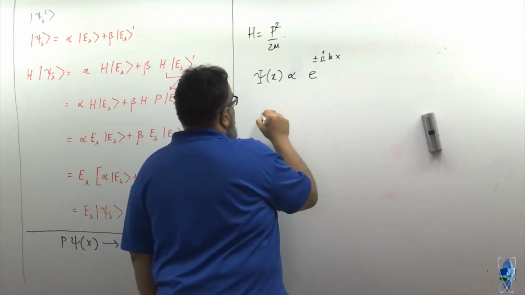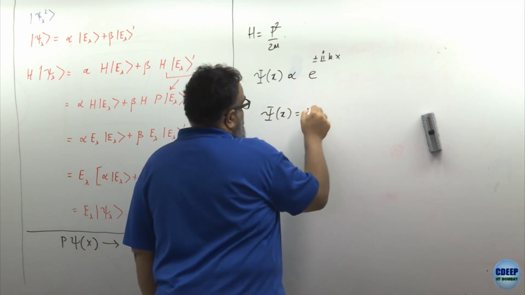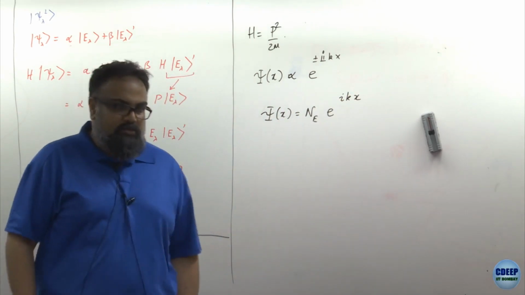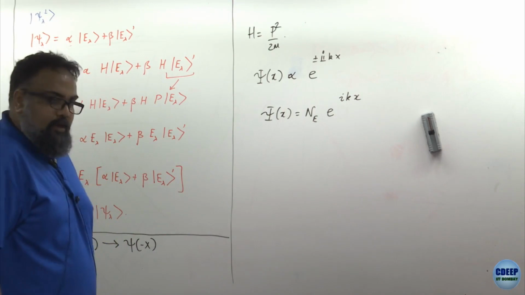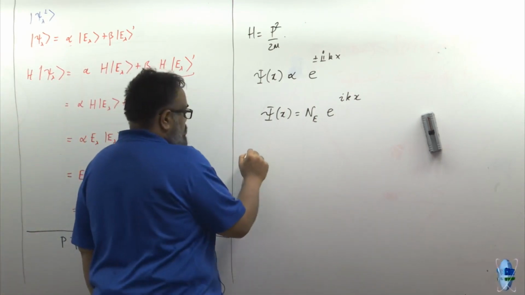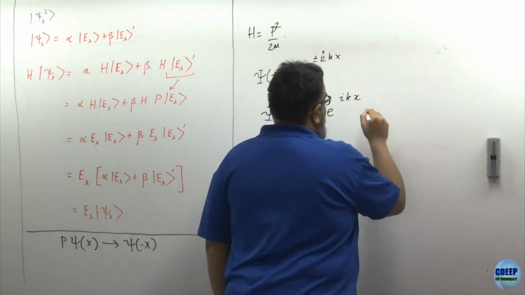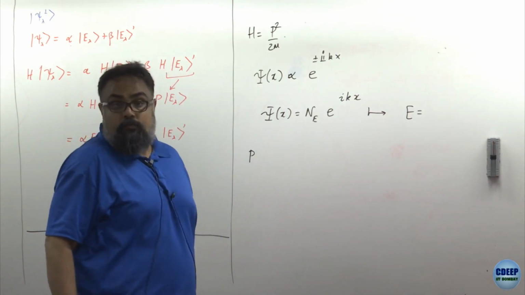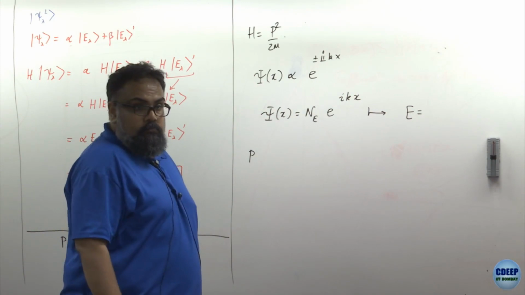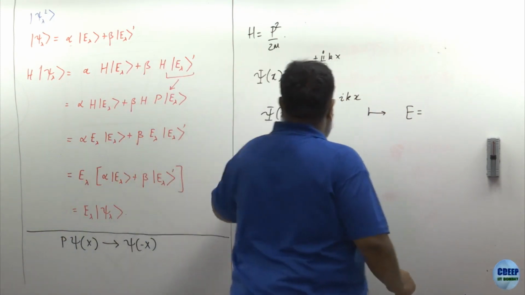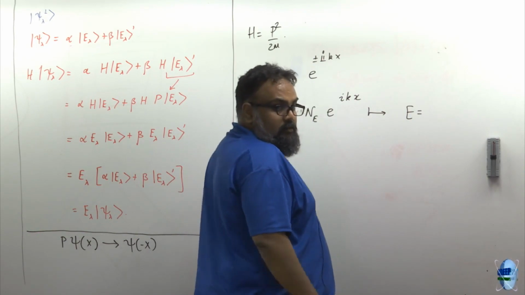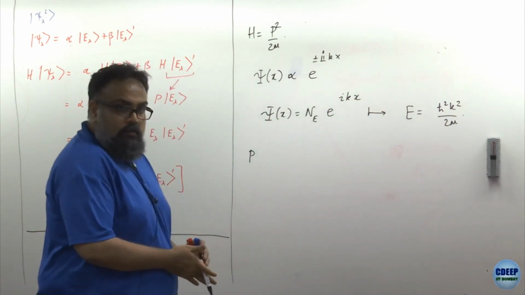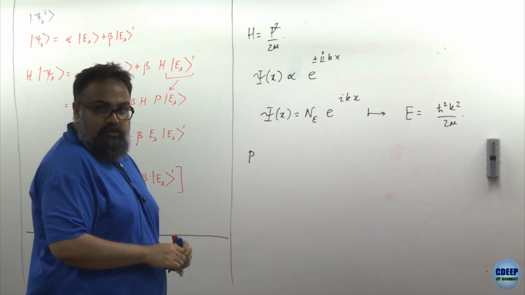So let's take some normalization times e to the i kx. Let's not worry about what that normalization is for a moment. So let's take e to the i kx, and what does the parity operator do? What is the eigenvalue corresponding to this? The energy E is what? I just want the Hamiltonian acting on the eigenstate to be E times the eigenstate. So it's h bar square k square over 2m, right? D square over dx square acting on an exponential function.